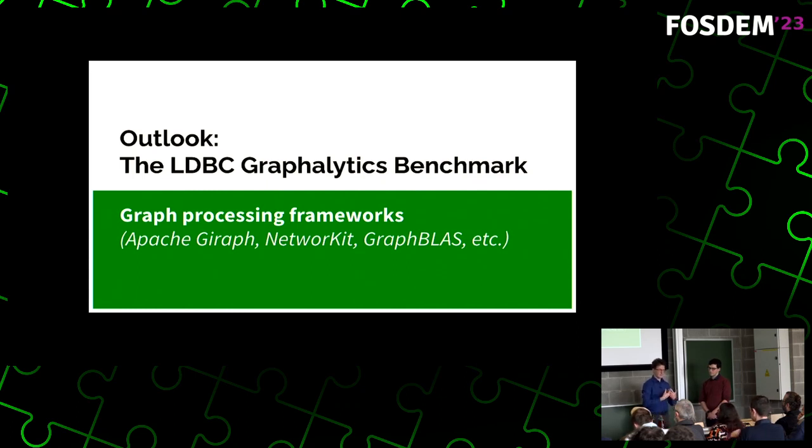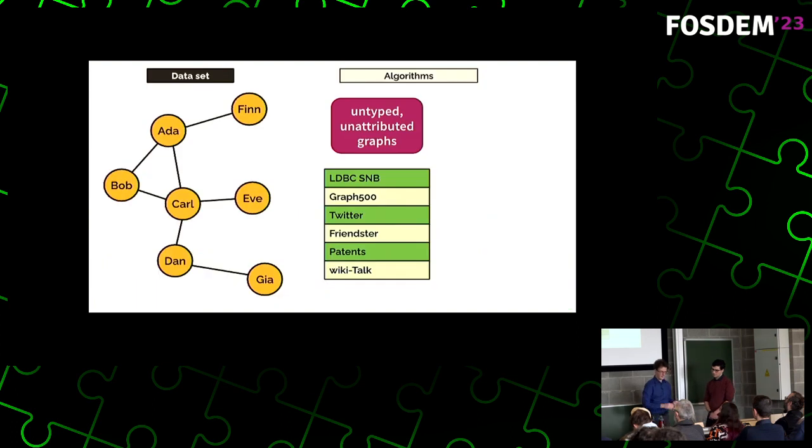An outlook is the LDBC Graphalytics benchmark. This is a wider benchmark because it can target analytical libraries like NetworkX, distributed systems like Apache Giraph, or the GraphBLAS API. So this is everything that has to do with analyzing large graphs. Here, the graph is an untyped, unattributed graph, so there are no properties or labels. We do use the LDBC Social Network Benchmark dataset, but it is stripped down to the person-knows-person core graph. Additionally, we have included a number of well-known datasets like Graph 500, Twitter, and so on.